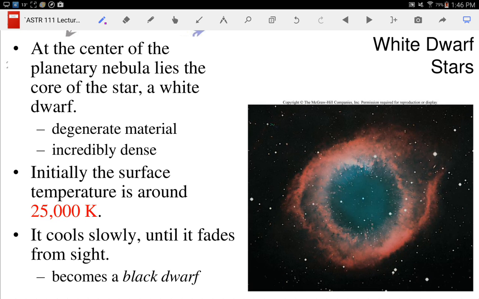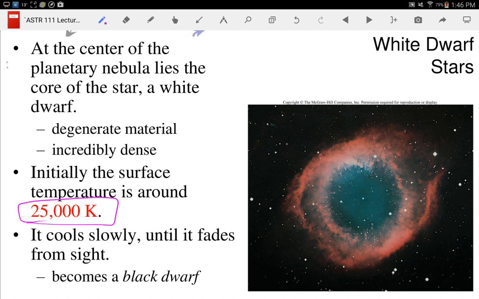How would you study it? Look at Doppler shifts. The Doppler shifts will tell you if it's coming toward you or going away from you. And so you can get an idea of exactly what's going on when you look at this to better understand what it is. The white dwarf itself initially has a surface temperature of about 25,000 kelvins.